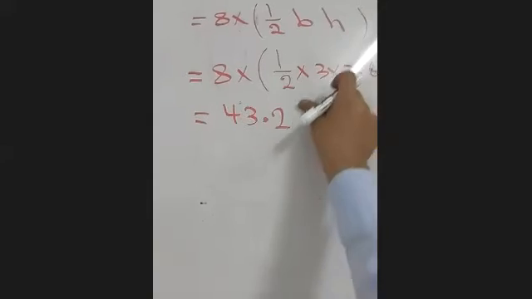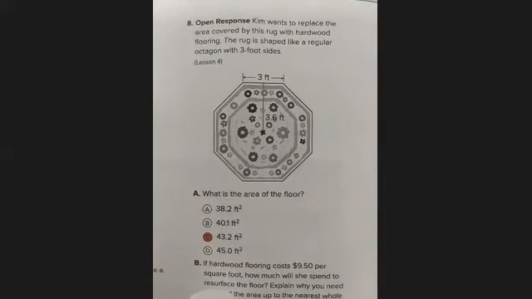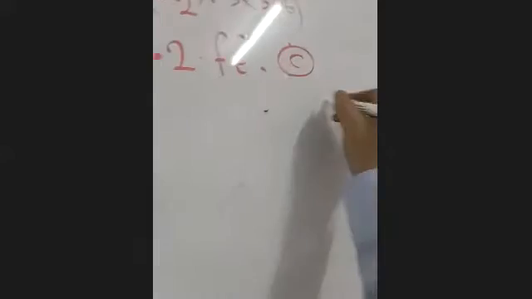Let's calculate: 1.5 multiply 3.6 multiply 8. The answer is 43.2. What's the unit? Feet squared. Now let's select which choice is the correct one in the answers here. The third choice, choice C, is the correct one.